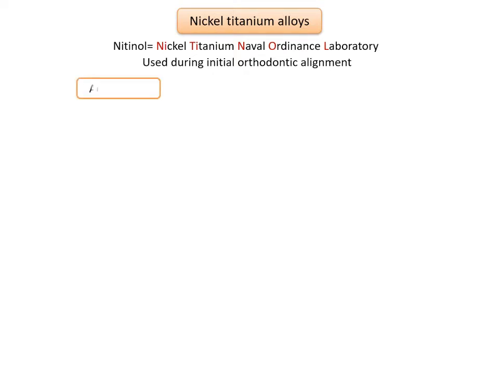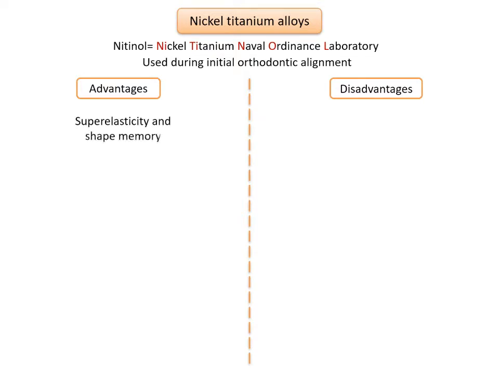Discussing the advantages and disadvantages of nickel titanium alloys. The main advantage of nickel titanium alloys is their superelasticity and shape memory. So now let's try to understand what that is. Shape memory is one of the remarkable properties of nickel titanium alloys. It refers to the ability of the material to remember its original shape after being plastically deformed.